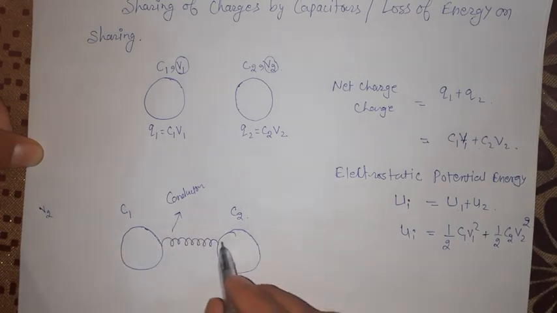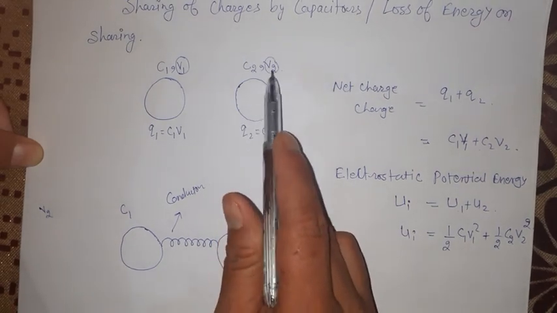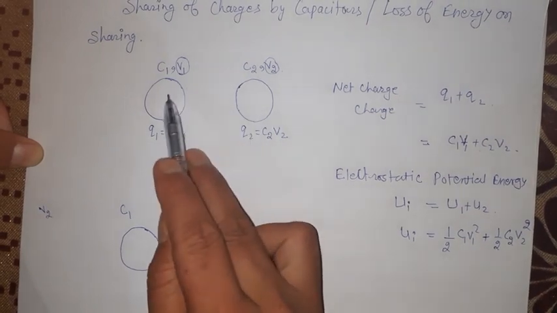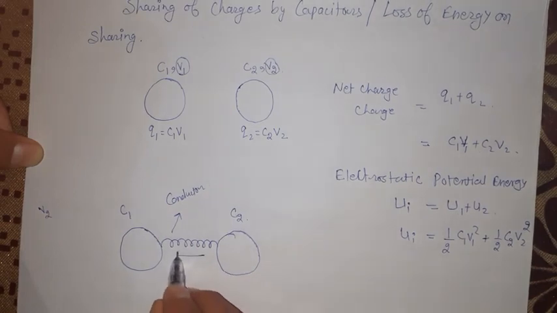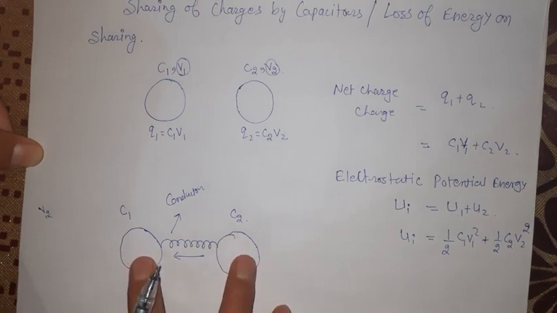If this second capacitor has the high potential, the charge will flow from this high potential to the low potential. So there will be a flow of charge. And up to what time will this charge flow? This charge will flow until they come to the same potential.